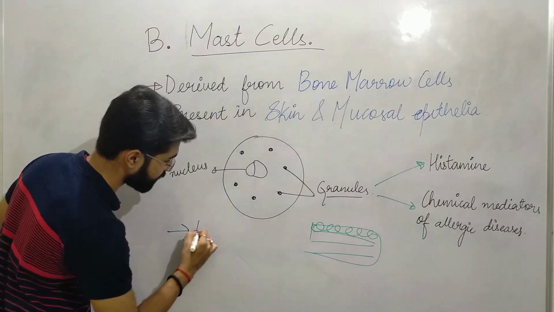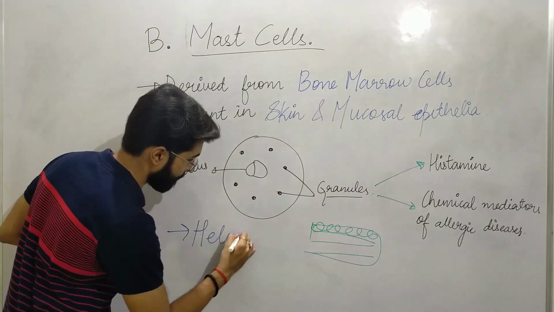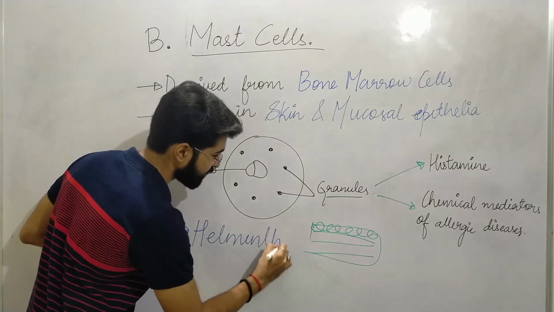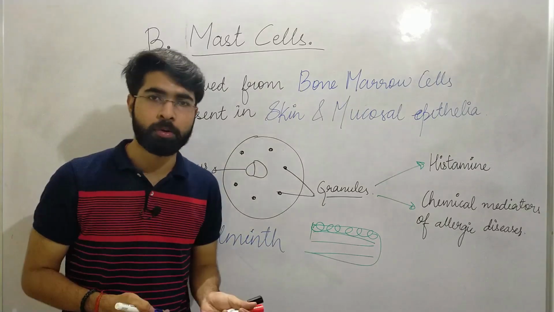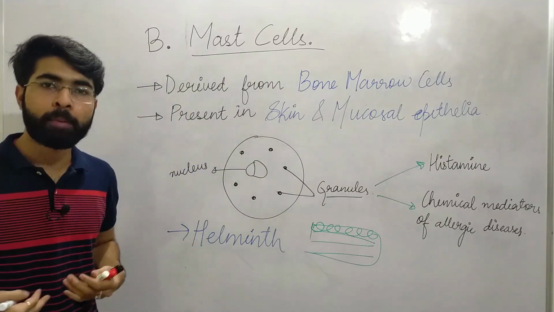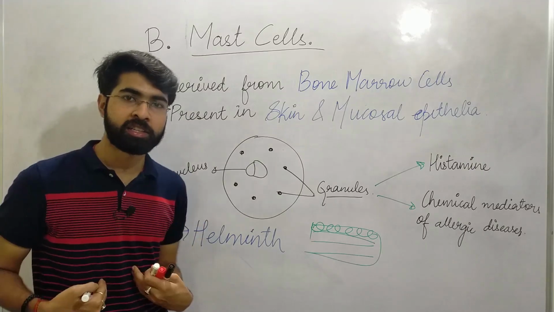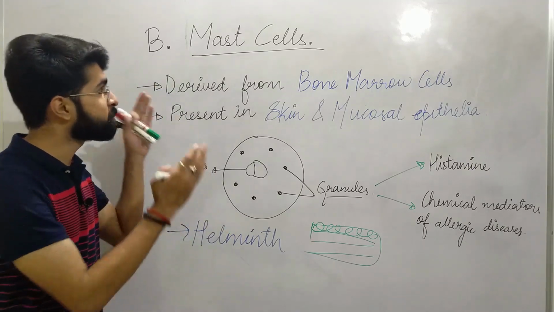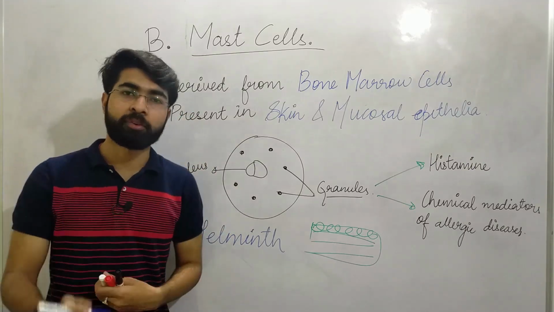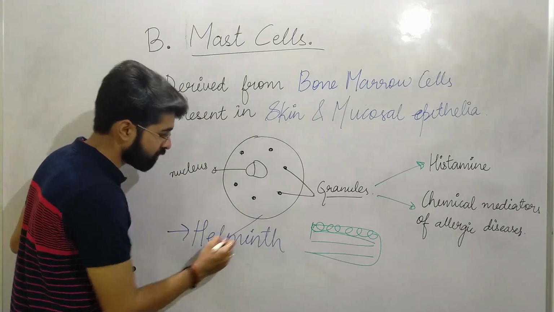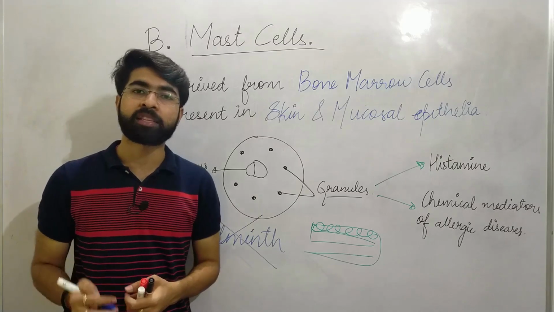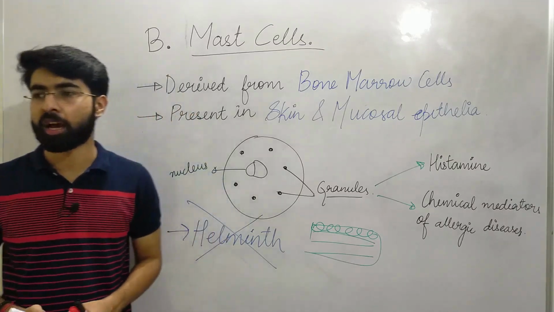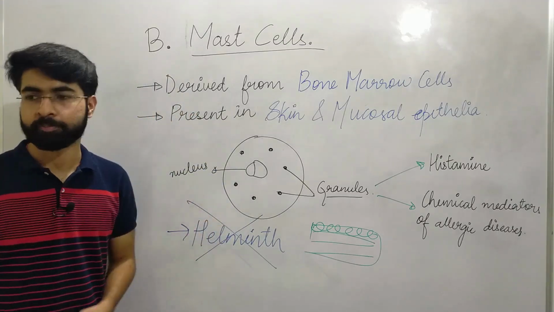Against helminth infection. So what does a helminth infection mean? A helminth is a parasitic worm. So any parasitic worm that resides inside a body, this mast cell provides the defense against it, and also helps us in removing this helminth. That is, it provides defense against the helminth.